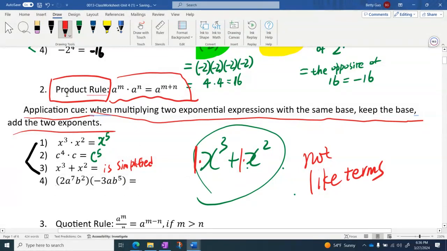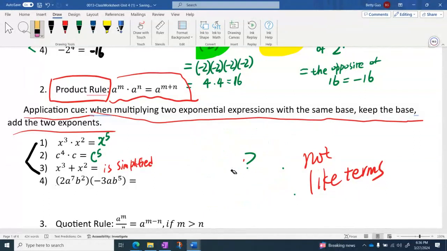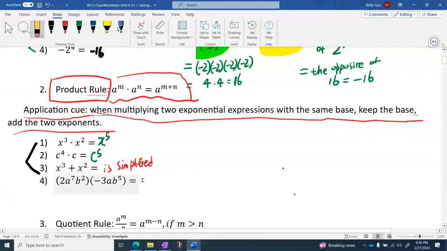My point here is, be careful when you apply the product rule. There's a reason, I hope you remember the name. It's called the product rule. Then you know when to apply. We apply the product rule when we multiply. Product means multiply, right? We could only apply the product rule when we multiply exponential expressions with the same base.